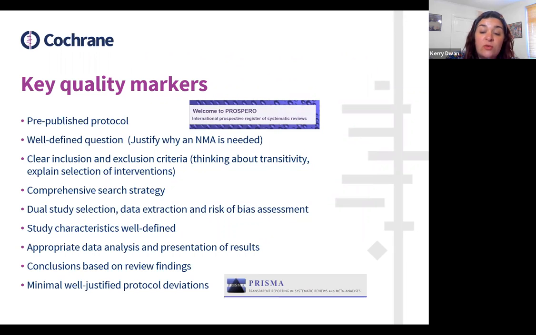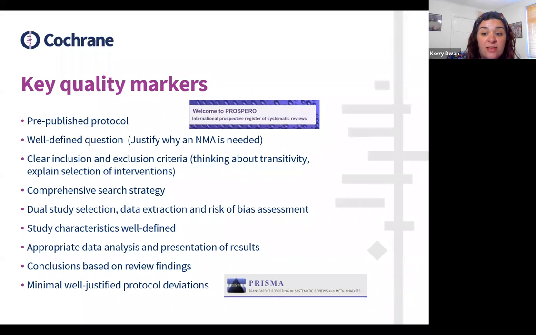So with network meta-analysis, you would still go through all of the key stages in the review, but there are just a few additional things to consider. So you would still have a pre-published protocol with a well-defined question, and you'd want to justify why a network meta-analysis is needed. In your objectives, you'd want to explicitly state that you're going to conduct a network meta-analysis. And if ranking is an objective as well, you would include that. And I'll talk a bit more about ranking later. The inclusion and exclusion criteria need to be clear. And when you're thinking about the inclusion criteria, you need to think about transitivity as well.